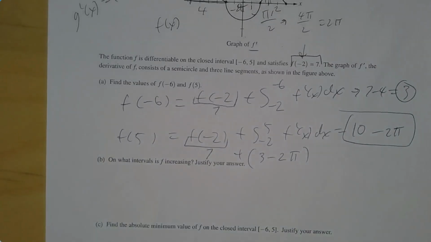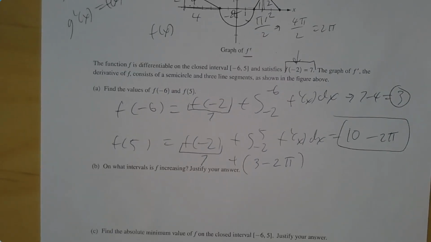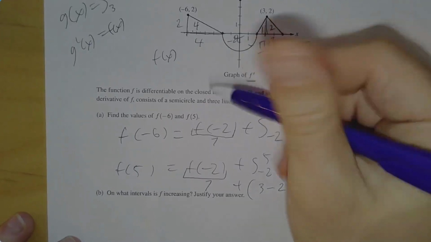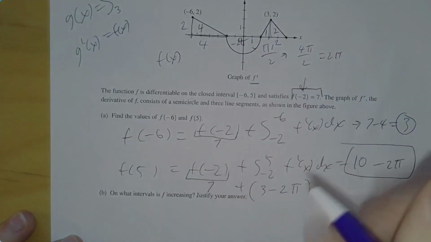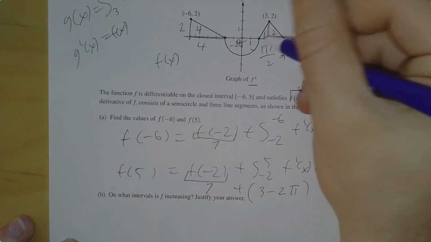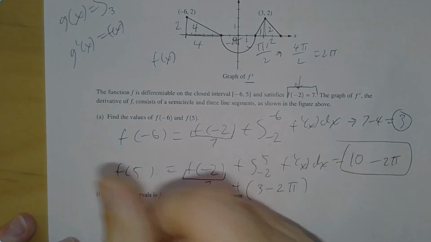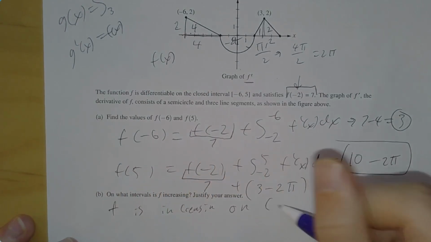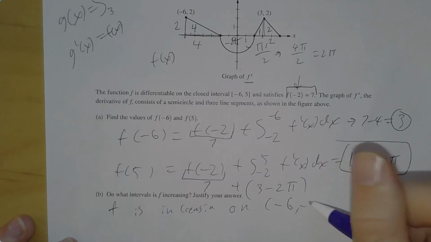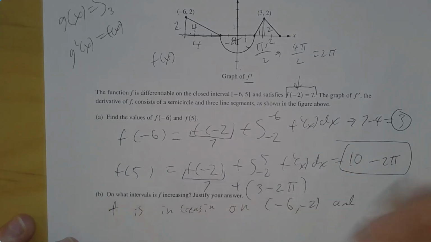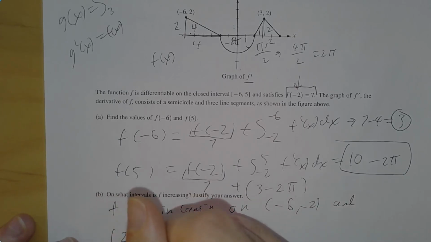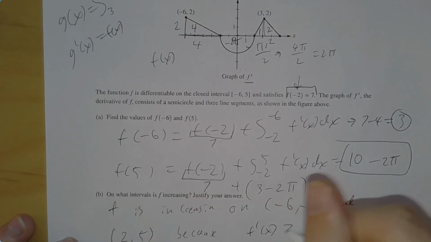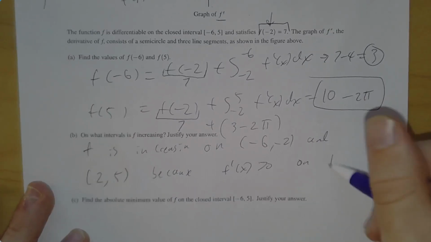That's three problems, 3 points there. On what intervals is f increasing? So f is increasing when f prime is positive, so it's going to be from -6 to -2, and from 2 to 5. So let's say it back. F is increasing on (-6, -2) and (2, 5), because f prime of x is greater than 0 on those intervals.